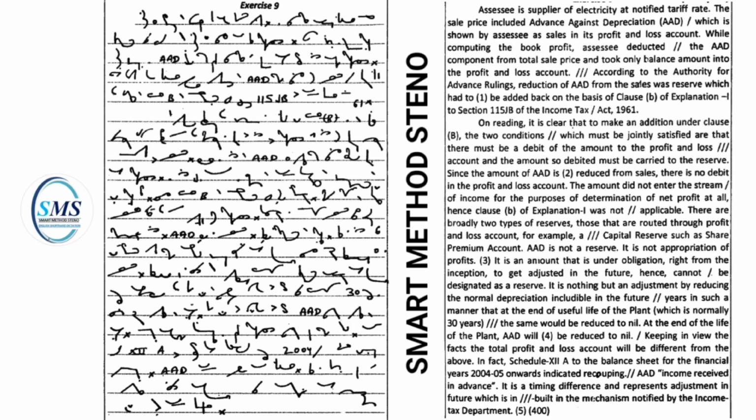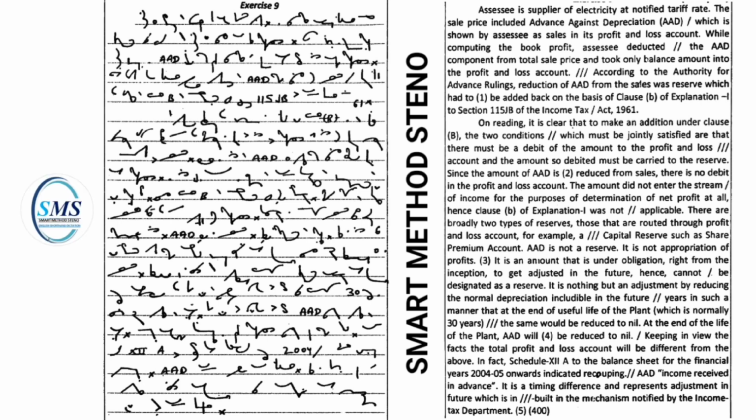There are broadly two types of reserves: those that are routed through profit and loss account, and, for example, a capital reserve such as share premium account. AAD is not a reserve. It is not appropriation of profits. It is an amount that is under obligation, right from the inception, to get adjusted in the future, hence cannot be designated as a reserve.